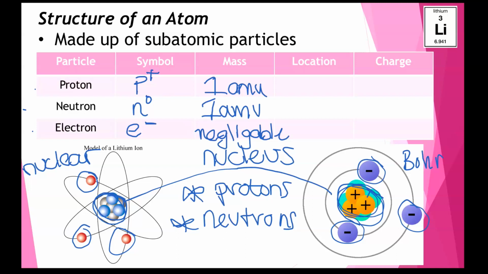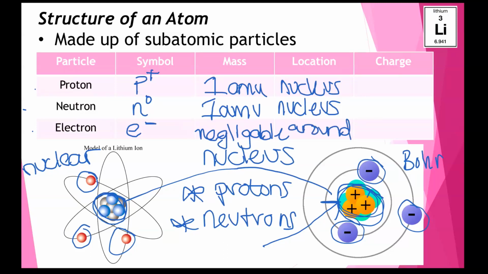Then the location of our subatomic particles, well, we already said that the protons and the neutrons are in the nucleus. And then our electrons are around the outside of the atom. So I'm just going to put around. They're hard to predict where they are because they are moving so super duper fast.